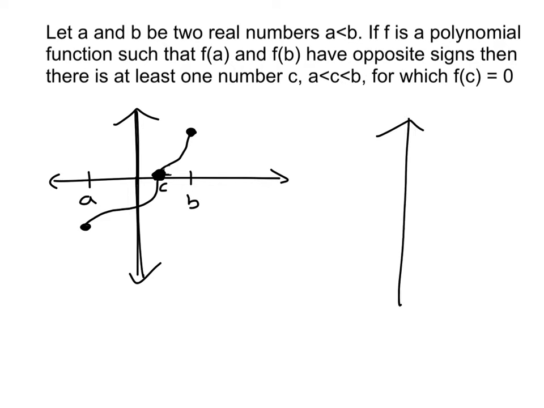They just need to have opposite signs, and A just needs to be less than B. So it could be that A is here and B is here, and then f of A is positive and f of B is negative. Oh, it can't look like that because that doesn't pass the vertical line test. So let me erase that. But the function's doing something in between, and it could actually go through more than once. We don't know what's happening between A and B, but we know that there's at least one C where f of C is equal to 0.